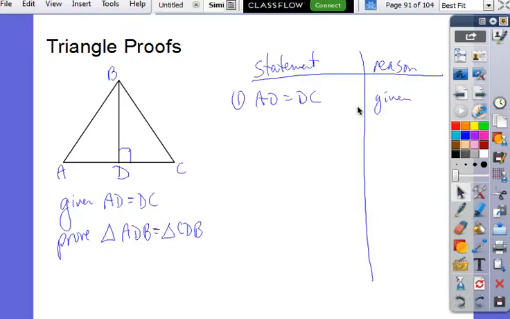All right, so on a proof like this, you got two columns. The left side is the statement, whatever you're saying, and the reason, the rule, is on the right. They're going to give you something to start with. So they gave me that AD is equal to DC. So I'm going to mark that on the paper.